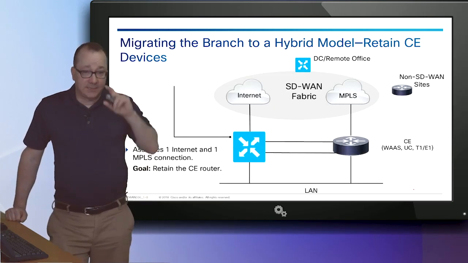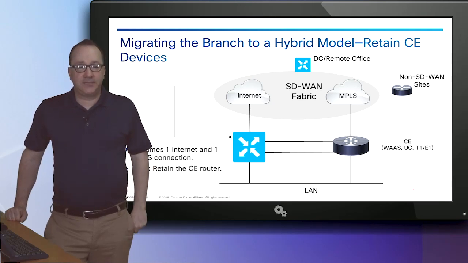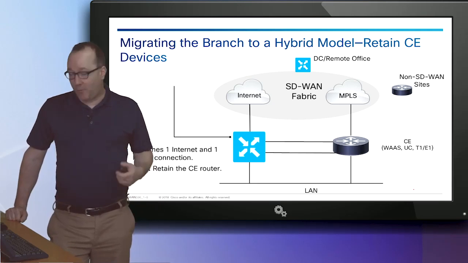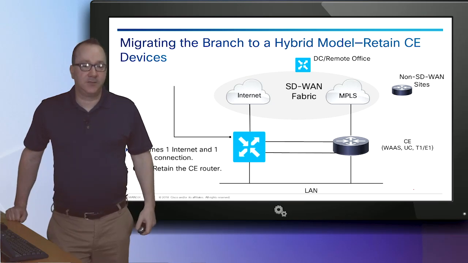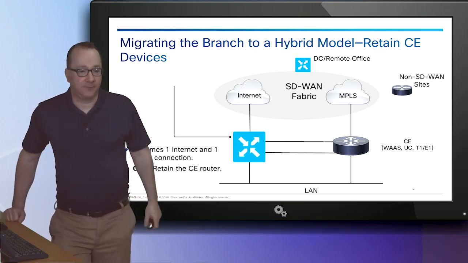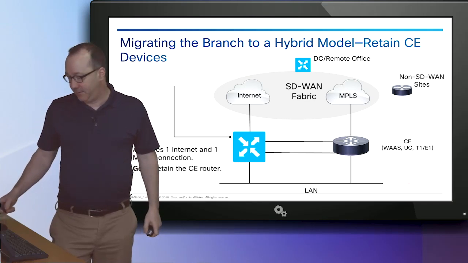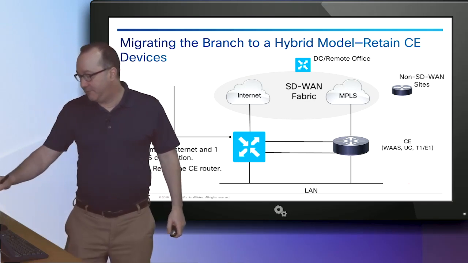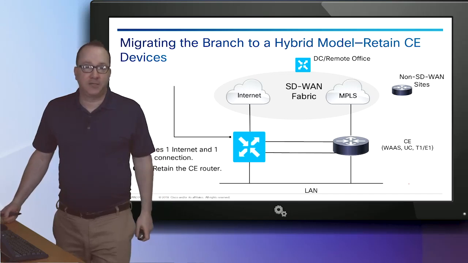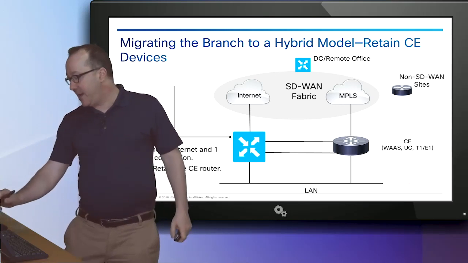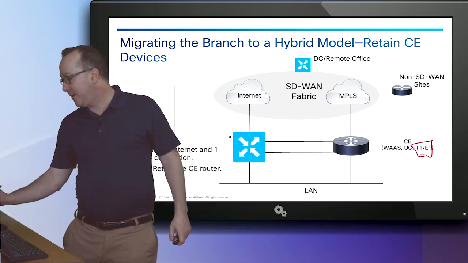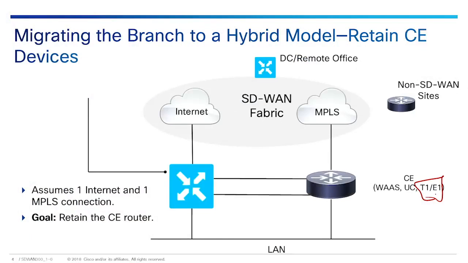So this example is going to demonstrate another method of introducing SD-WAN to the branch site. One internet and one MPLS connection is assumed. The goal is to retain the CE router because they have advanced features they don't want to lose, and there's a list of some unified communications and wide area application acceleration. Just so you know, the SD-WAN solution does not support serial interfaces. So if you have point-to-point T1s, which you probably don't anymore, but if you did, you'd still need to terminate those on legacy equipment.